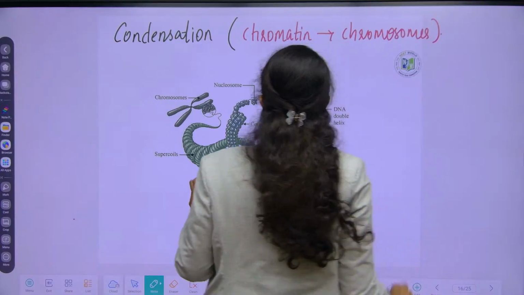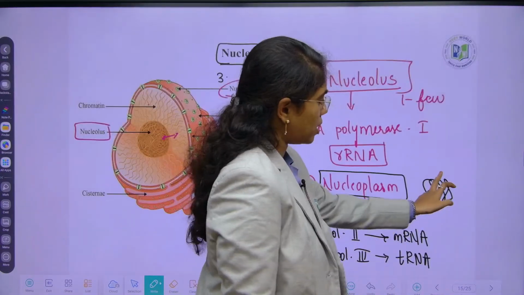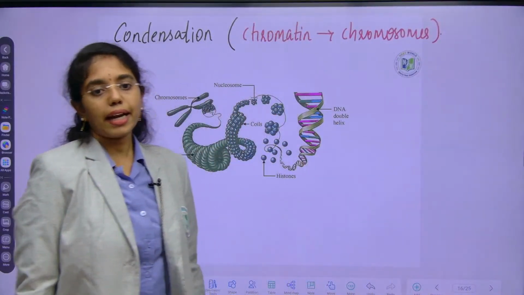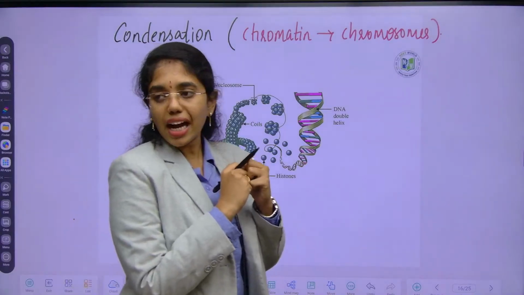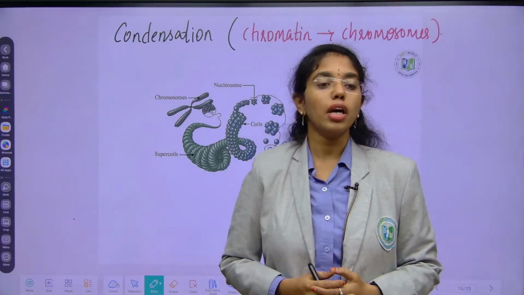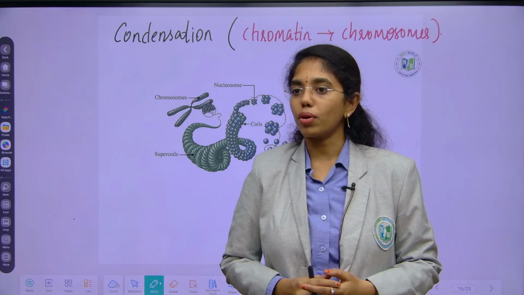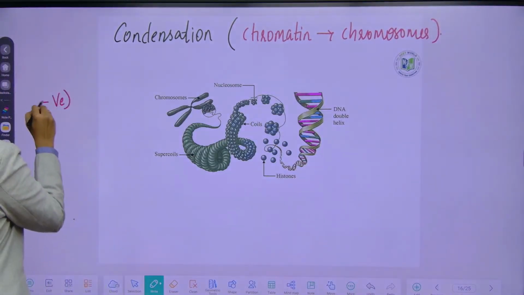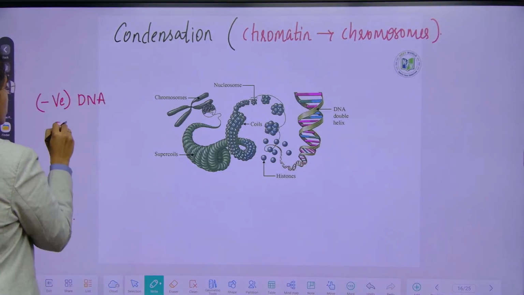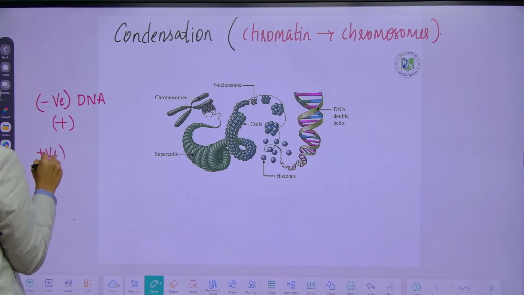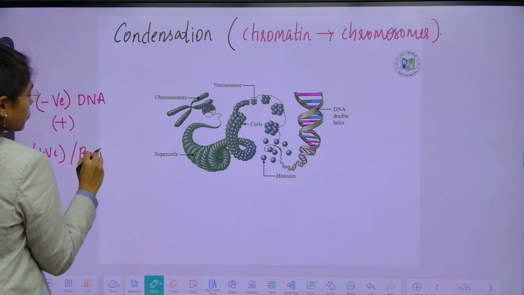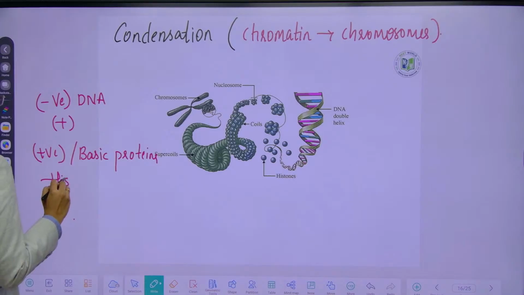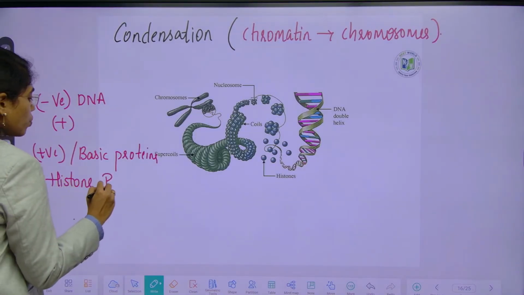You tell me, chromatin consists of what? DNA. This is completely DNA. Is DNA negatively charged or positively charged? Negatively charged. So, to condense negatively charged DNA, it has to be associated with positively charged proteins, the basic proteins called histone proteins. So, the negatively charged DNA is associated with the positively charged or basic proteins known as what? Histone proteins. Can you tell me these histone proteins are rich in what amino acids?